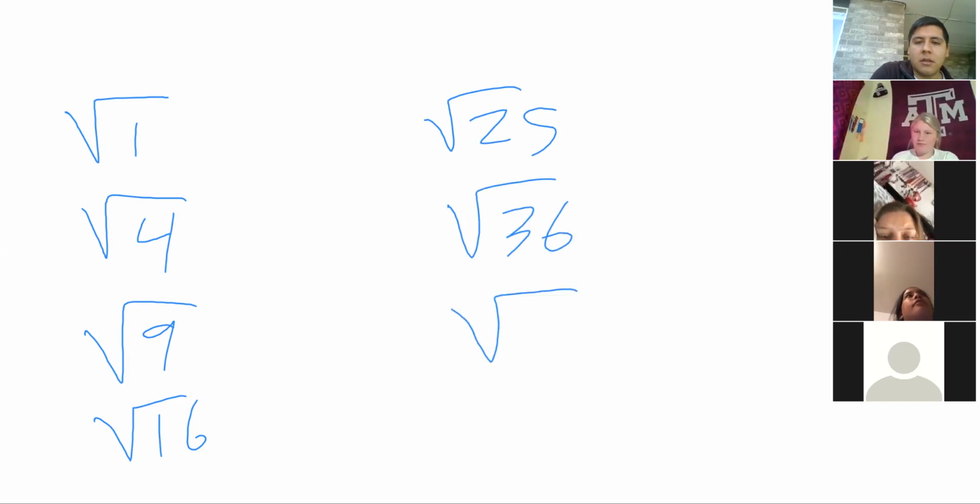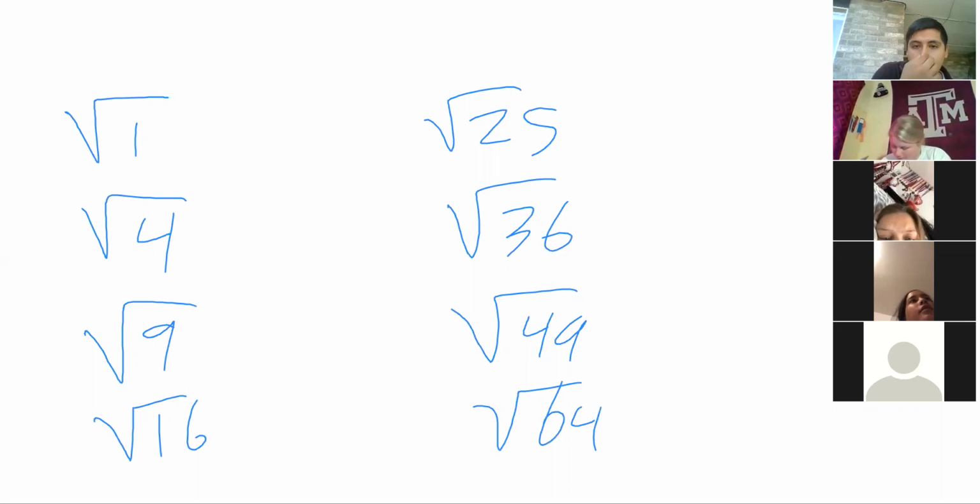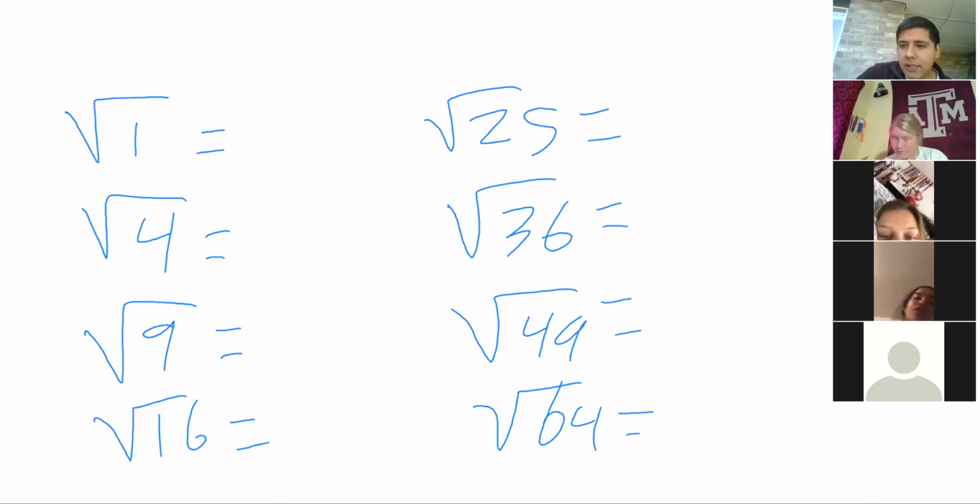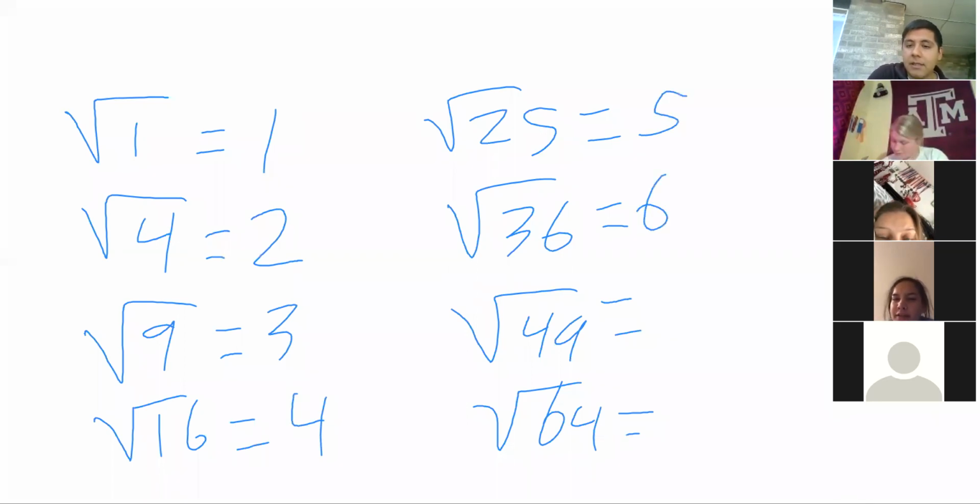64. 49. Yeah, 64. What about 36? 36 is there. Oh, 81. Right. So remember, these are our perfect squares, right? If we take the square root of 1, that's 1, right? The square root of 4 is 2. Square root of 9 is 3. Square root of 16 is 4. Square root of 25 is 5, 6, 7, 8, and so on, right?